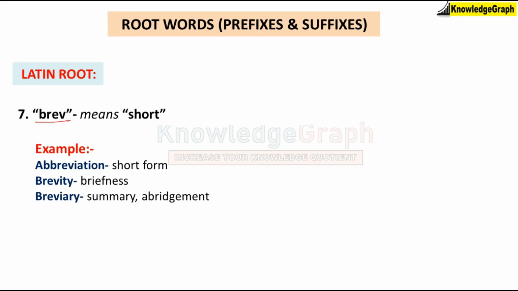Next one you have is brief. This is also a Latin root, originated from Latin, which means short. Abbreviation is a short form. For example, for Mr. we write M like this. So that's an abbreviation of Mr., a short form of something. So brev, brevis, is the root word. It means short.